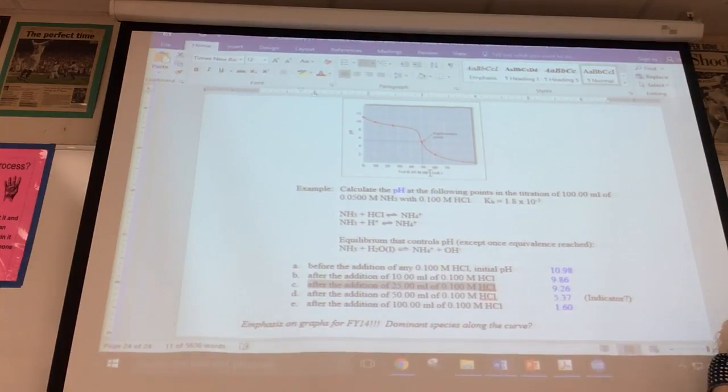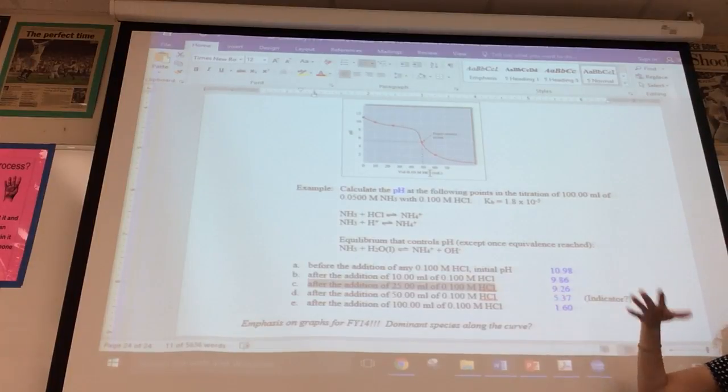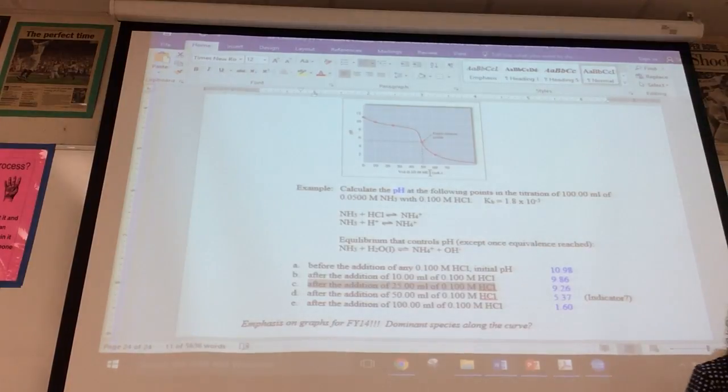At the half equivalence point, pOH is equal to pKb. So right away you know that this is the half equivalence point. Really no major math to do there. This is the one I want to run through with you in great detail. Is there any sense in finding Ka from Kb? Yep, right here.